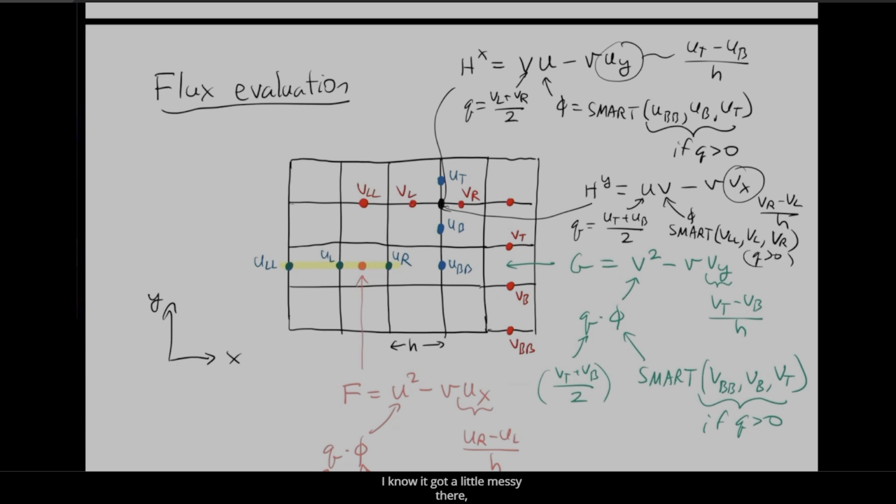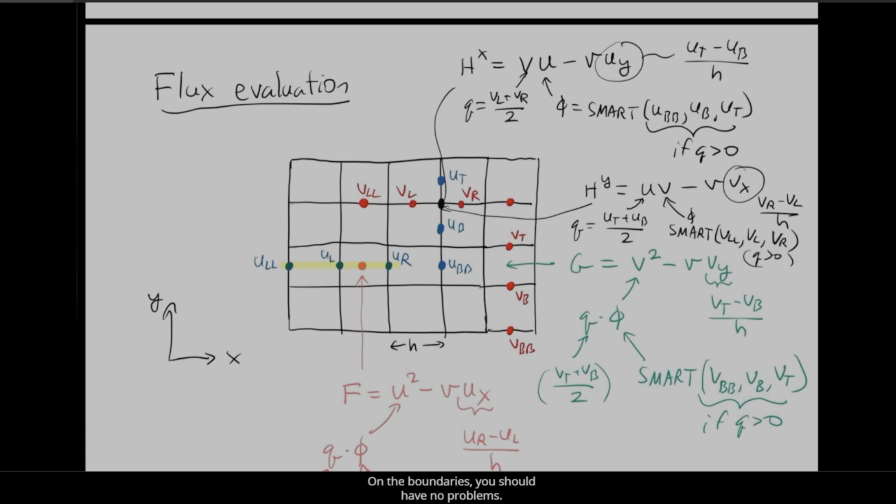I know it got a little messy there, but just to show you the difference of how the HY differs from the HX. For the HY, we determined the velocity using these U values, and then we interpolated the V. And for the HX, we used the V values to get our Q, and we interpolated the U's. But everything is on that kind of cross shape, either horizontal or vertical. All right, those are your fluxes.